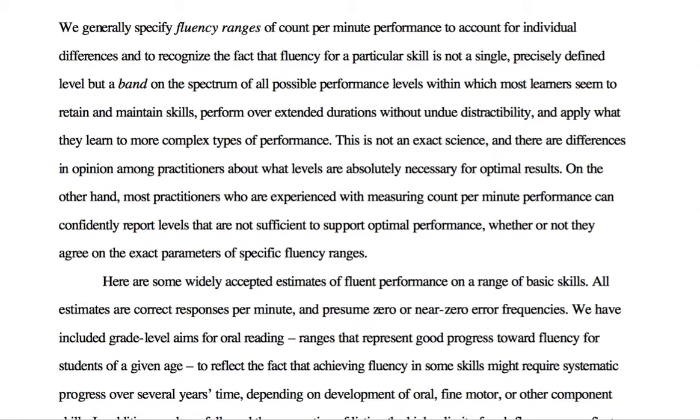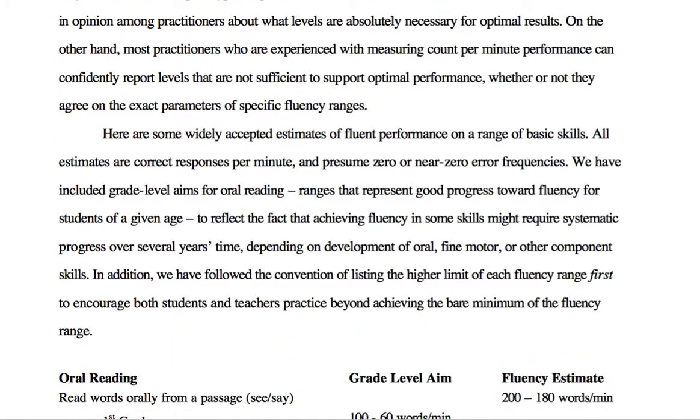This is not an exact science. There are differences in opinion among practitioners about what levels are absolutely necessary for optimal results. On the other hand, most practitioners who are experienced with measuring counts per minute performance can confidently report levels that are not sufficient to support optimal performance, whether or not they agree on the exact parameters or specific fluency ranges. Here are some widely accepted estimates of fluent performance on a range of basic skills. All estimates are correct responses per minute and presume zero or near zero error frequencies.